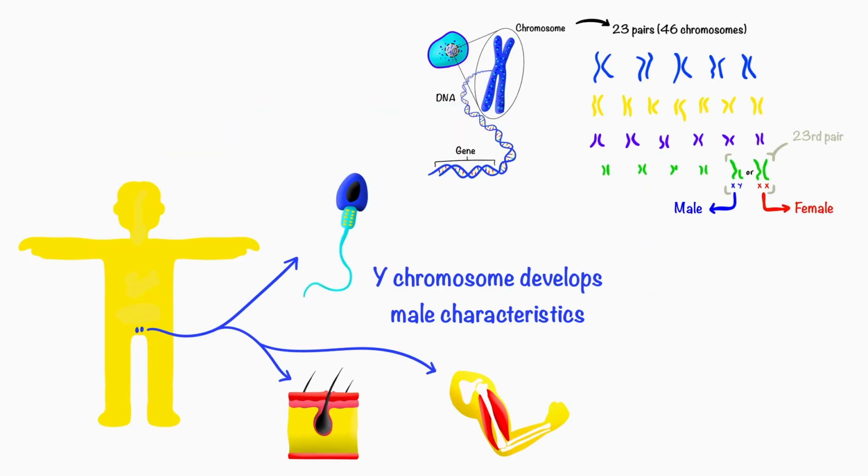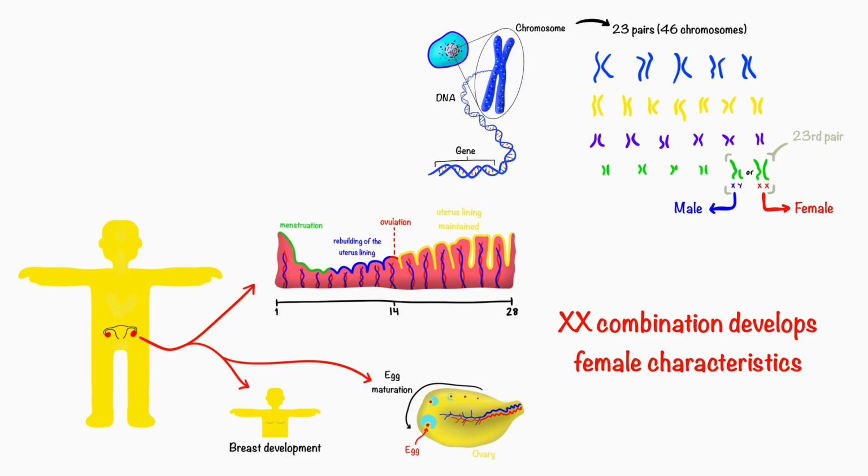Males have an X and a Y chromosome, giving them the combination XY. It's the Y chromosome that causes male characteristics to develop. Without it, male features wouldn't appear. Females have two X chromosomes, giving them the combination XX. This XX combination allows female characteristics to develop.